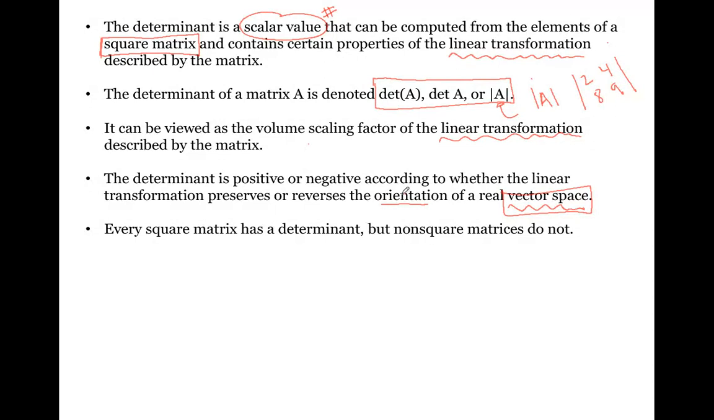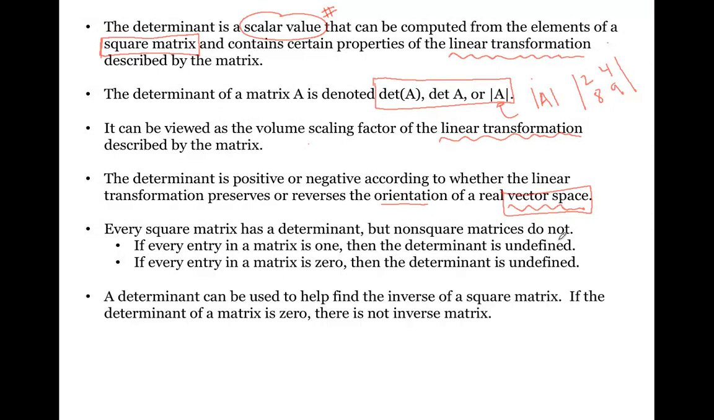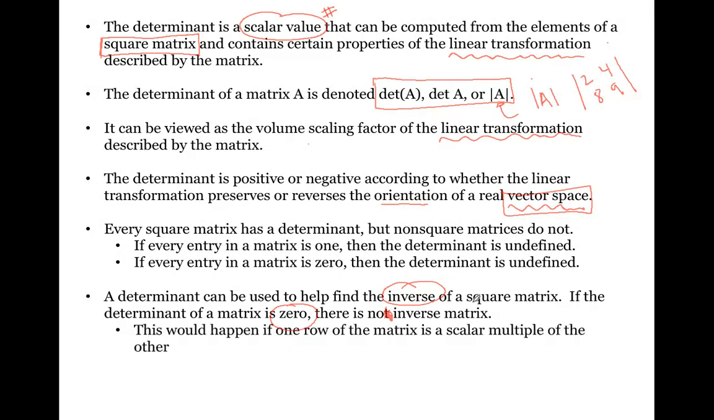Every square matrix has a determinant, but non-square matrices do not. If every entry in a matrix is 1, the determinant is undefined. If every entry in a matrix is 0, then the determinant is undefined. We'll talk about what that means. So the determinant can help us find the inverse of a square matrix. If the determinant of a matrix is 0, there is no inverse matrix. Okay? There is no inverse matrix.